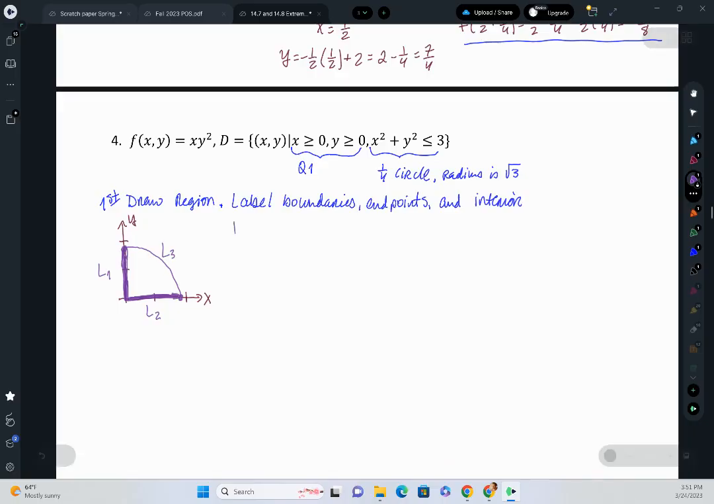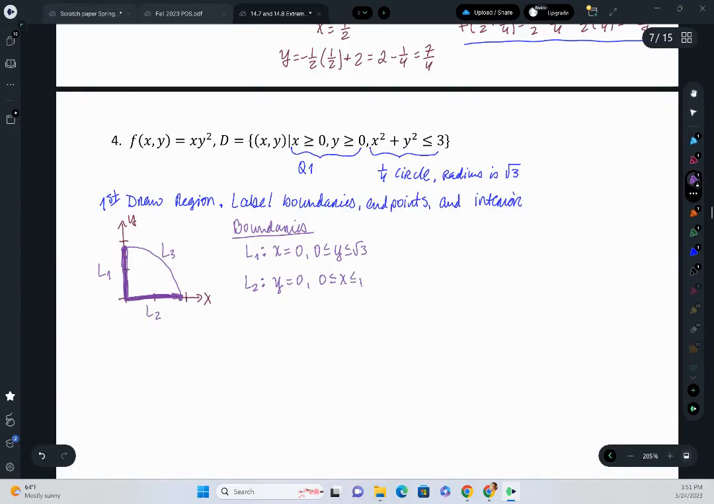Okay, now I want to go ahead and define these boundaries. L1 is the y-axis, which is defined by x equals 0. And it looks like y gets to go from 0 to root 3. L2 is very similar. It's the x-axis, which is defined by y equals 0, where x is now going to go between 0 and root 3.